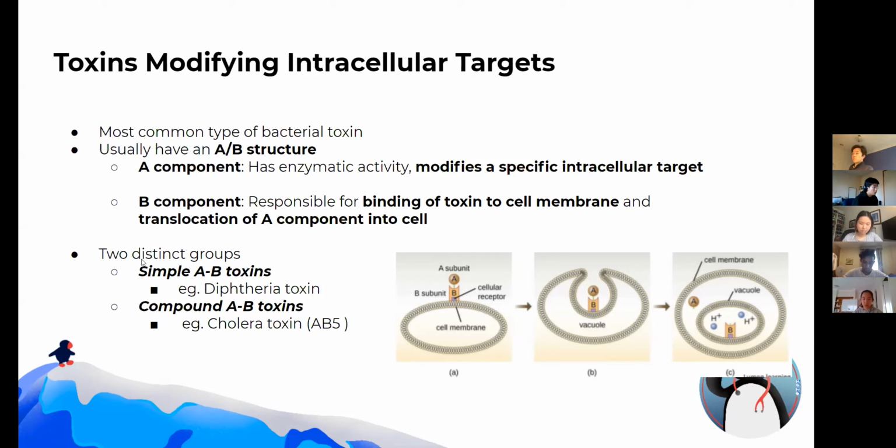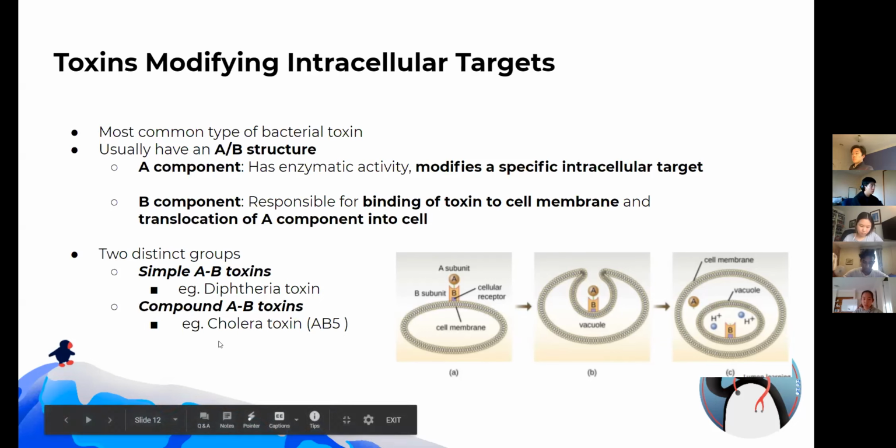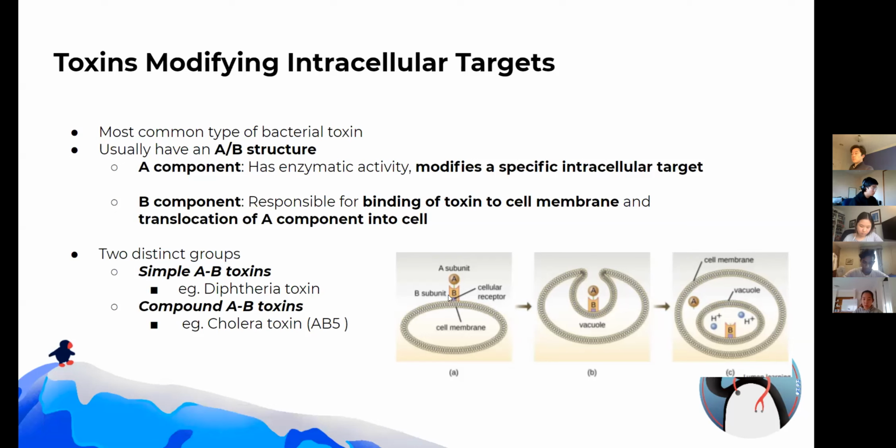So you have two distinct groups: simple AB toxins, an example being diphtheria, and compound AB toxins, being the cholera toxin. As you can see in this diagram, we have the A and we have the B component. The B is what binds to our cell membrane, so that our cell membrane then takes up the toxin. And then A will essentially say, thank you, B, you've done your work, now I don't need you anymore. So A will detach from B, and the A component has the enzymatic activity, and it will then go on to modify a specific intracellular target.